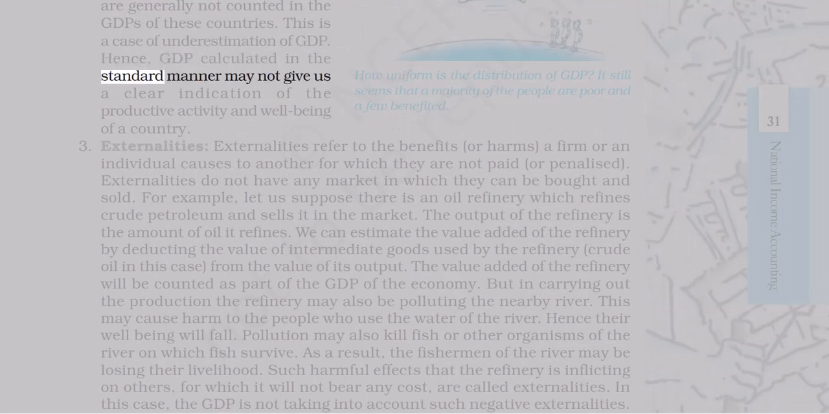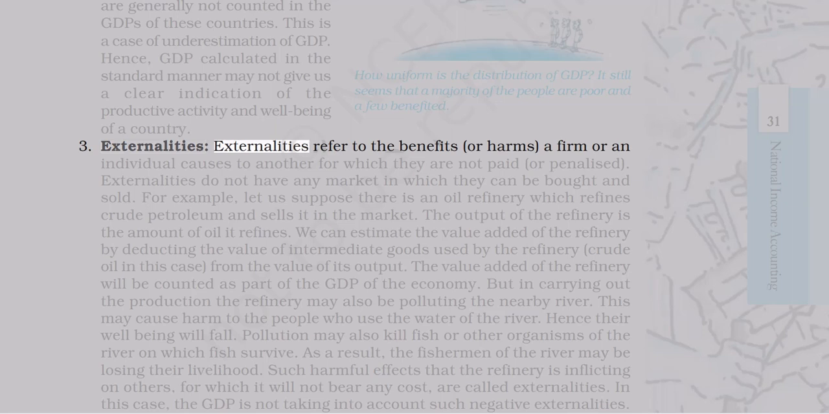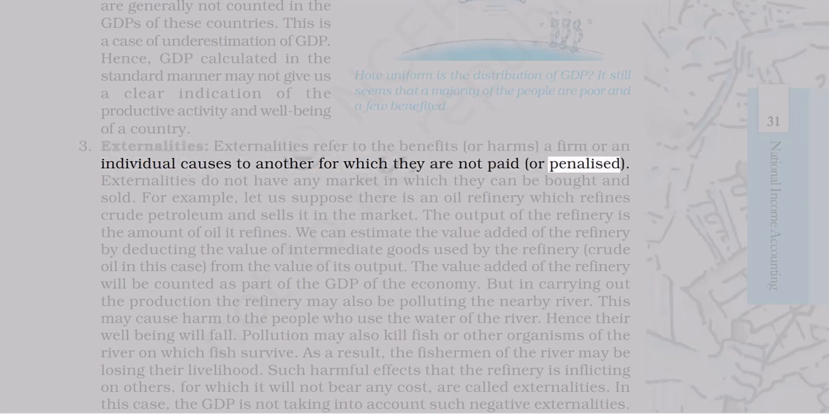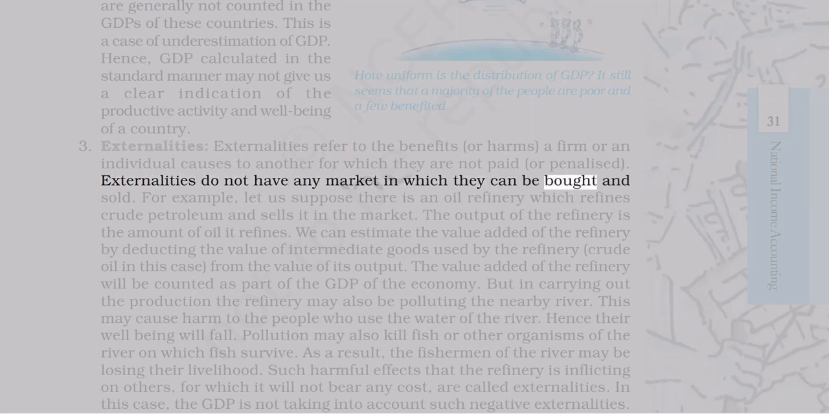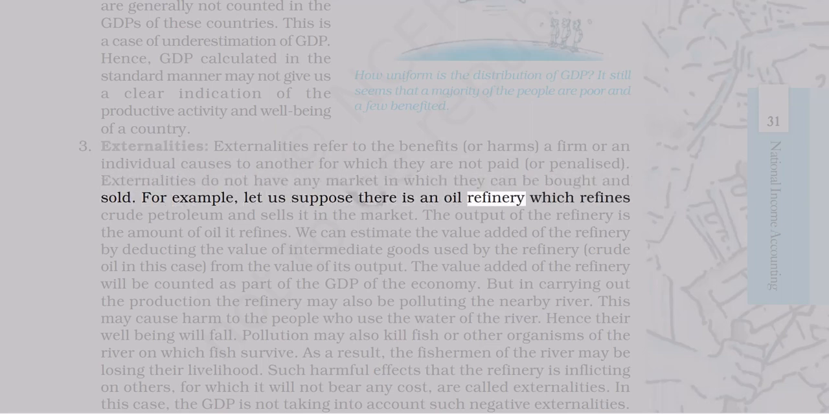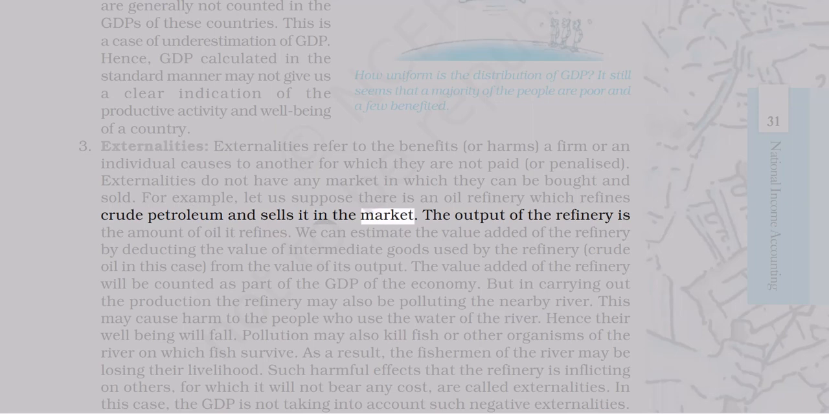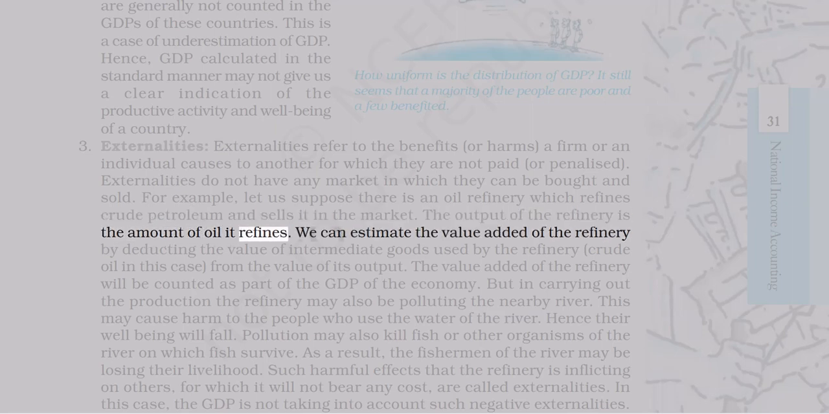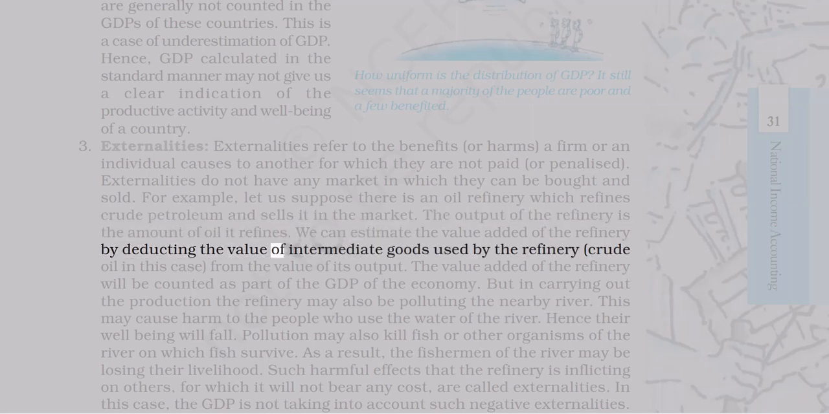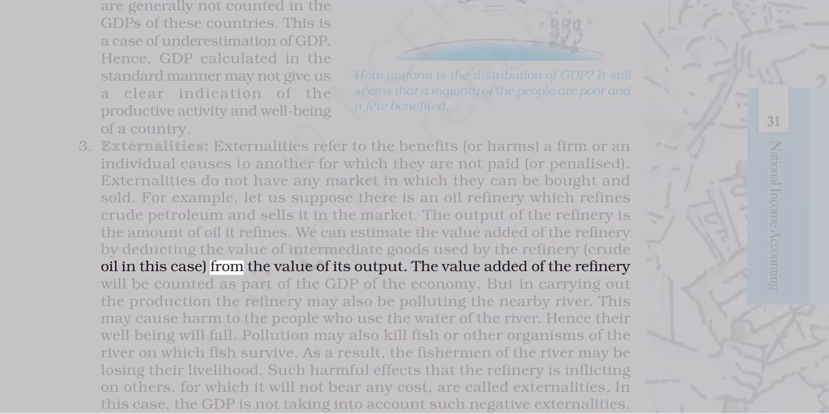Hence, GDP calculated in a standard manner may not give us a clear indication of the productive activity and well-being of a country. 3. Externalities. Externalities refer to the benefits or harms a firm or an individual causes to another for which they are not paid or penalized. Externalities do not have any market in which they can be bought and sold. For example, let us suppose there is an oil refinery which refines crude petroleum and sells it in the market. The output of the refinery is the amount of oil it refines. We can estimate the value added of the refinery by deducting the value of intermediate goods used by the refinery, crude oil in this case, from the value of its output.